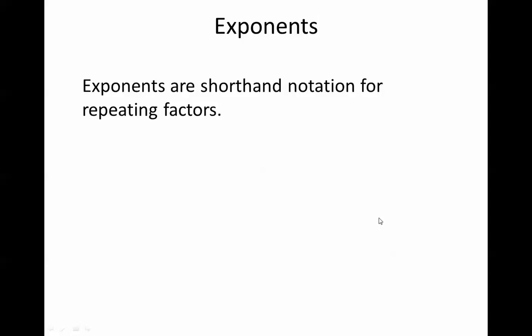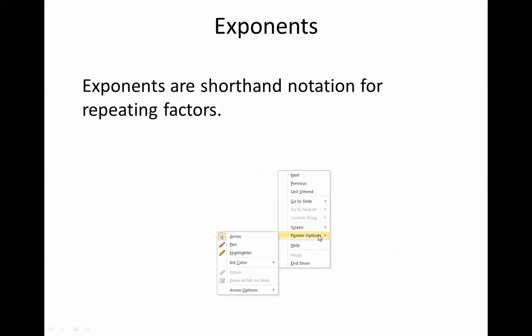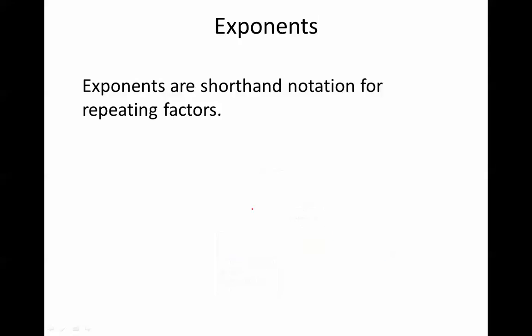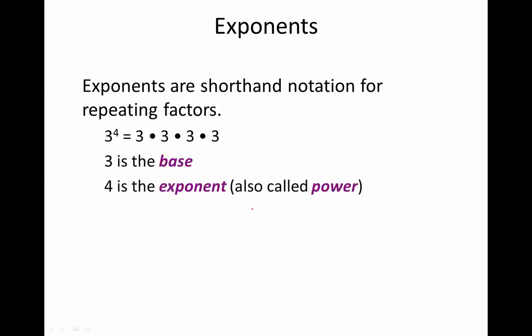Okay. Exponents are shorthand notation for repeating factors. So if you had 3 to the 4th power, that means the same thing as 3 times 3 times 3 times 3. 3 is called the base, and 4 is the exponent, or it also can be called power.